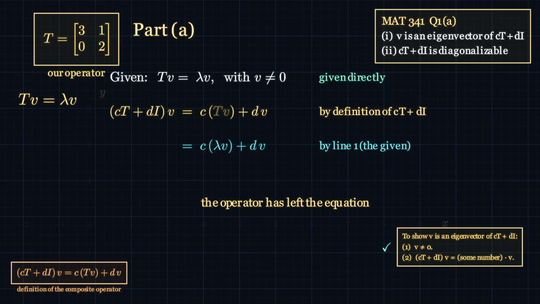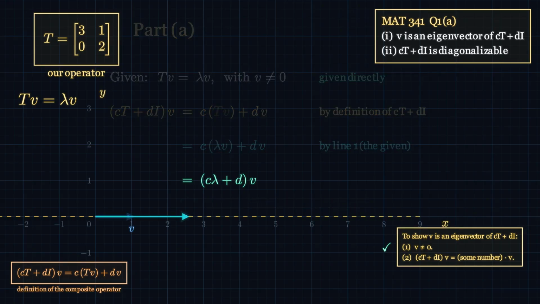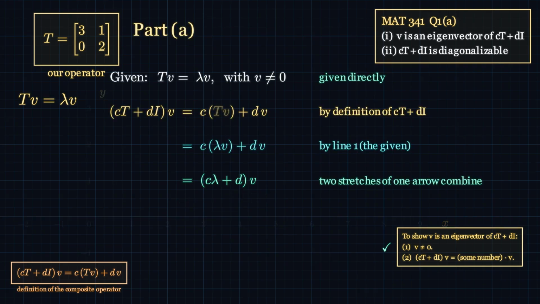Line 4, write, this equals the quantity C lambda plus D times V. The reason? C lambda times V plus D times V means stretch the arrow by C lambda, stretch the same arrow by D, add. And stretching one arrow twice and adding is one stretch by the combined amount. Two scalings of the same arrow collapse into one number.